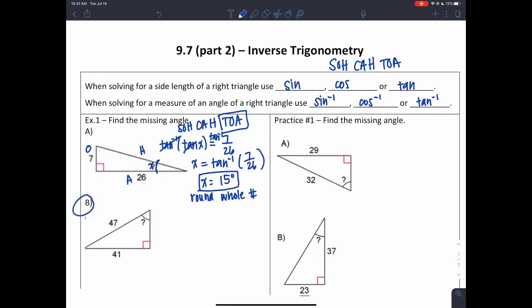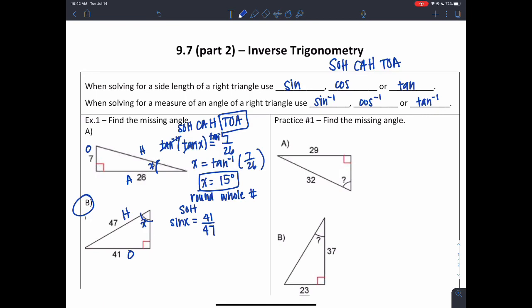Okay, let's look at B. Now we're looking at this angle, which we will label x, and then we want to label the sides. 41 is opposite, 47 is hypotenuse, which means we will be using SO, right? Because we have opposite and hypotenuse. So sine of x is equal to opposite, which is 41, over hypotenuse, which is 47.